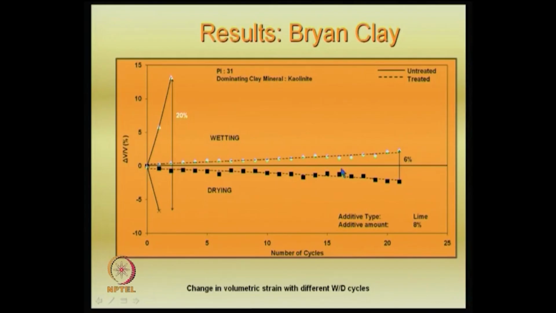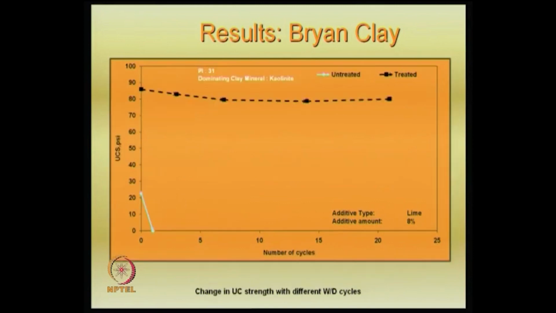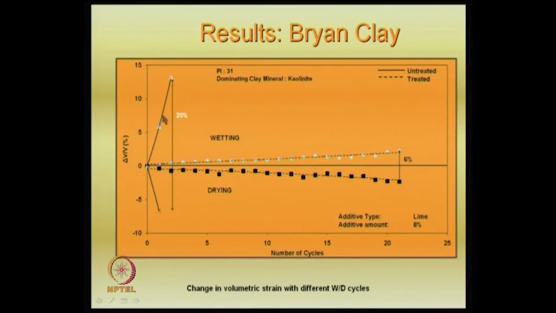Actually the thing is that the behavior of soil is influenced by cyclical, alternate wetting and drying cycles. This is another thing that you see here, the volume change response. For example, with the addition of lime of 8%, where the dominant clay mineral is kaolinite and the plasticity index is 31, during wetting and drying the volume change has come down over a number of cycles. This is another important point, 21 cycles they have tested.